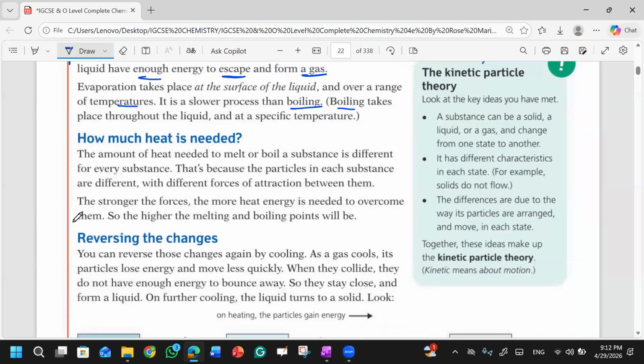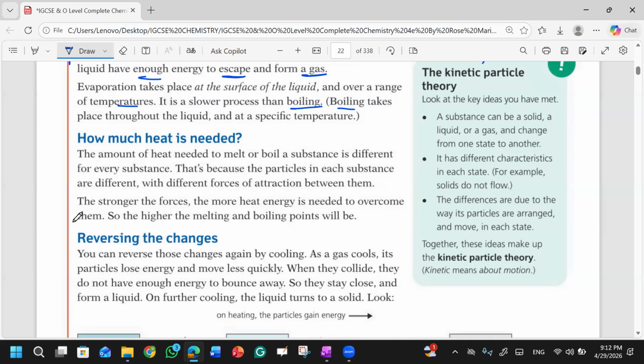Now, one more thing. If we compare water and milk, let's say water has a higher boiling point as compared to milk. Why is it so? What can be the reason? Think about the interaction of the atoms. They have different interactions, right? They have different types of bonding.